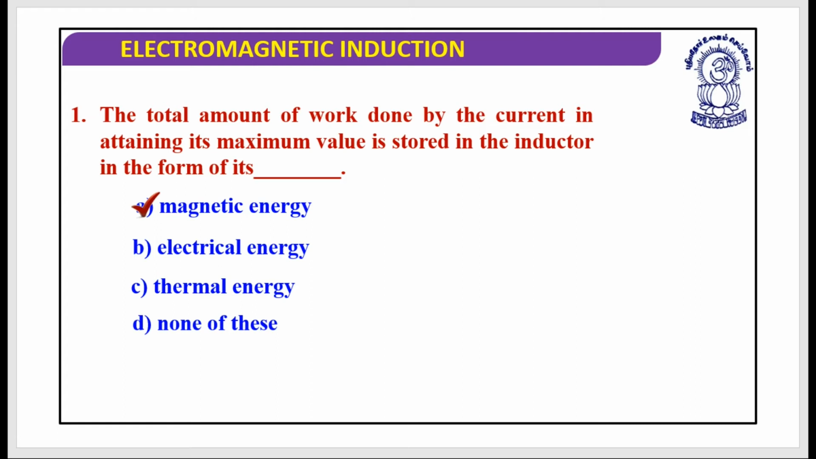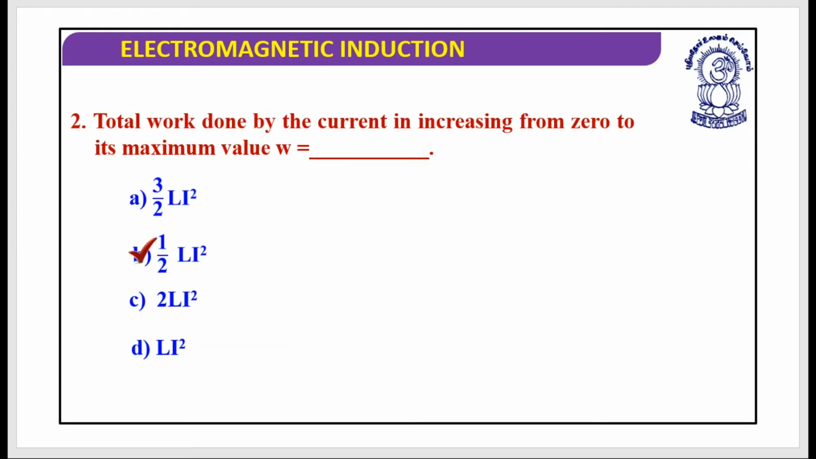First, the total amount of work done by the current in attaining its maximum value is stored in the inductor in the form of its magnetic energy. Let's look at the second question. It says that the total work done by the current in increasing from 0 to its maximum value will be equal to half L i square. This is the work done. I hope this is clear.